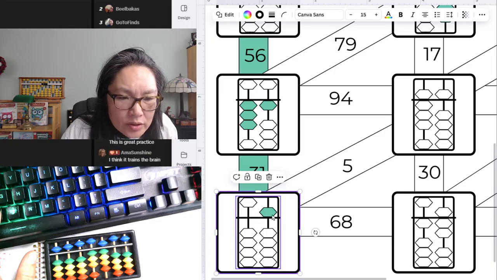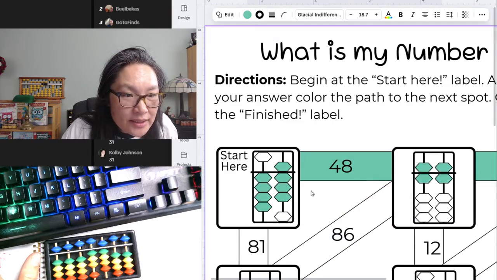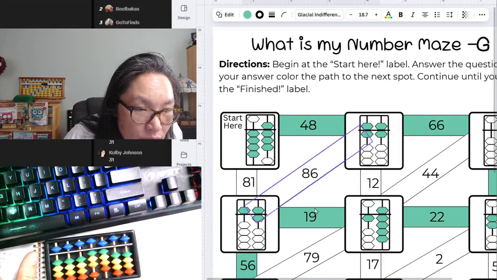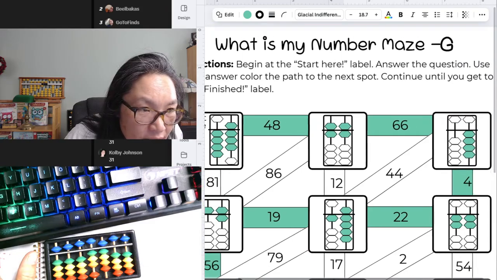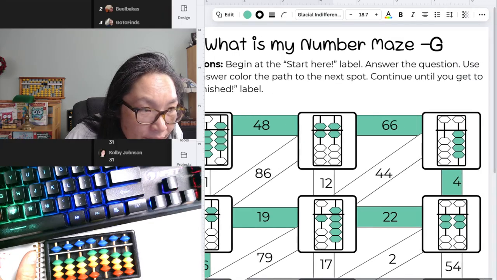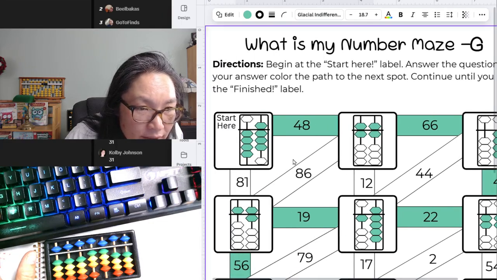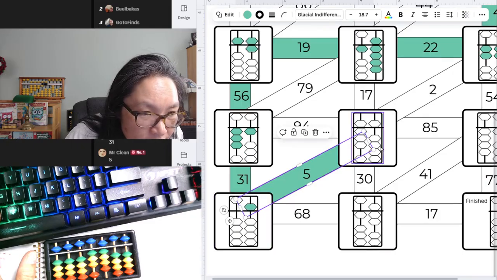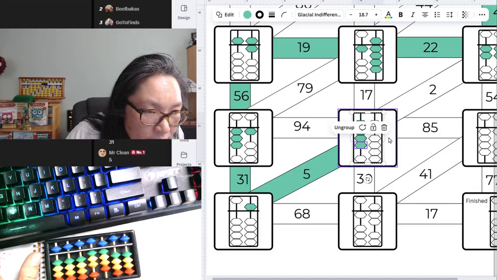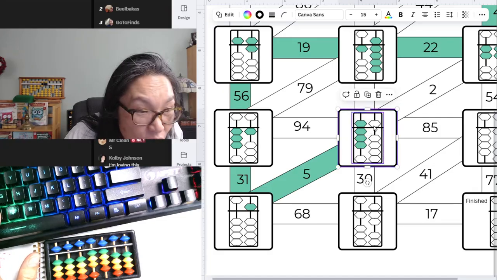I wanted to make sure that the adults will color in the counted beads, because I have it here in the instructions. Start at the beginning where it says start here, answer the question and use your answer to color the path. Ooh, I should say color in the beads. So this is 5, so what's the next one? I should say color the beads.